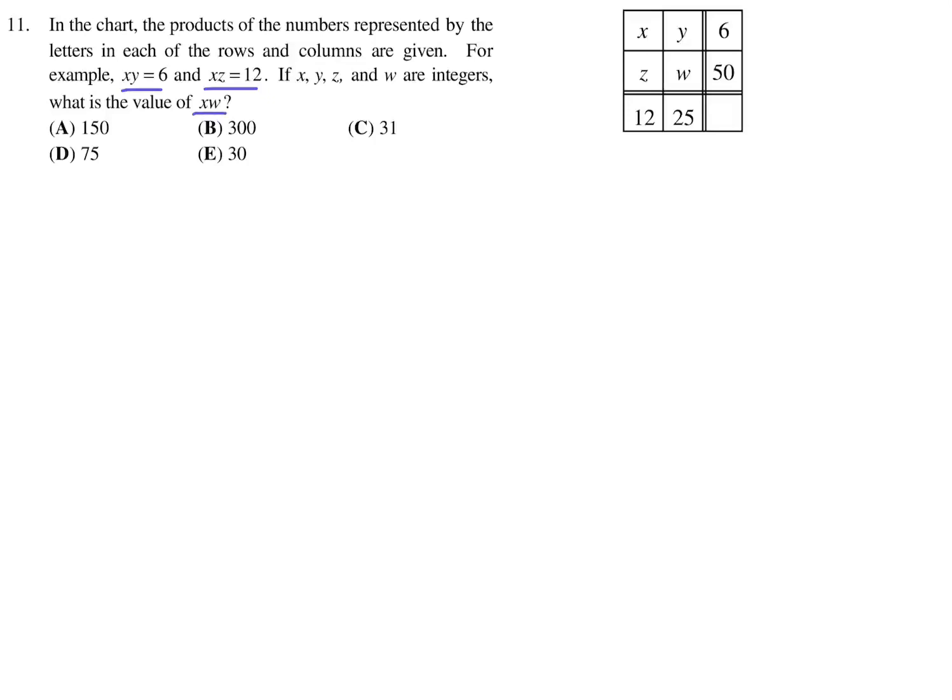So basically what they're saying is that x times z is 12, which is what they give you, and x times y is 6. So we have to somehow figure out w and then multiply x by w. So this is really just trial and error, plug in some numbers, see what you get. If we put x as 6, then z must equal 2, right? Because x times z is equal to 12.